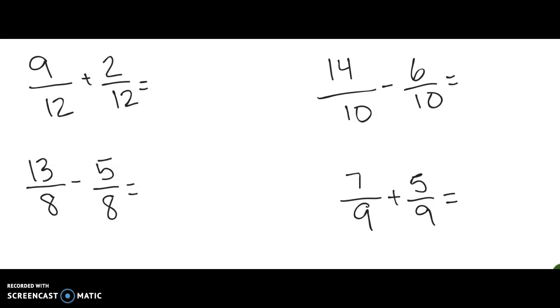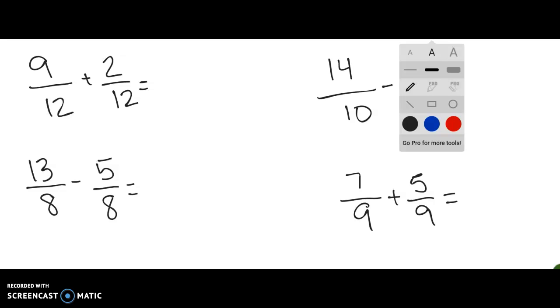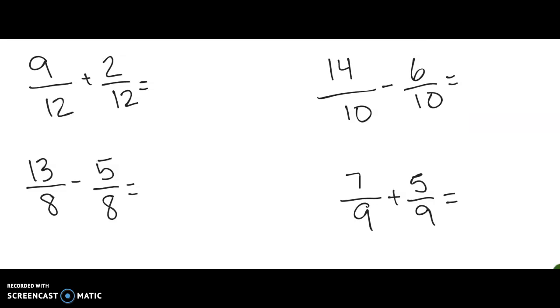Great. So I hope you worked through all the answers. Let's go ahead and solve them. You're just checking your answers because you've already solved these. So 9 twelfths plus 2 twelfths, 9 plus 2 is 11, and our denominator is the same, so we carry it over and it's 11 twelfths.